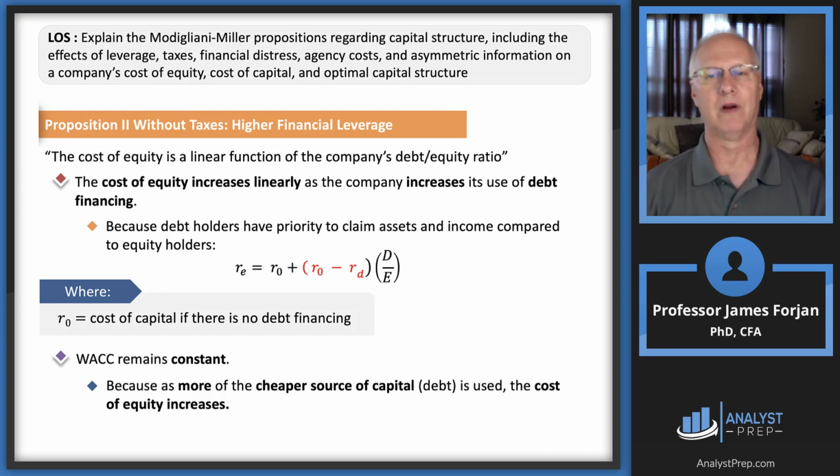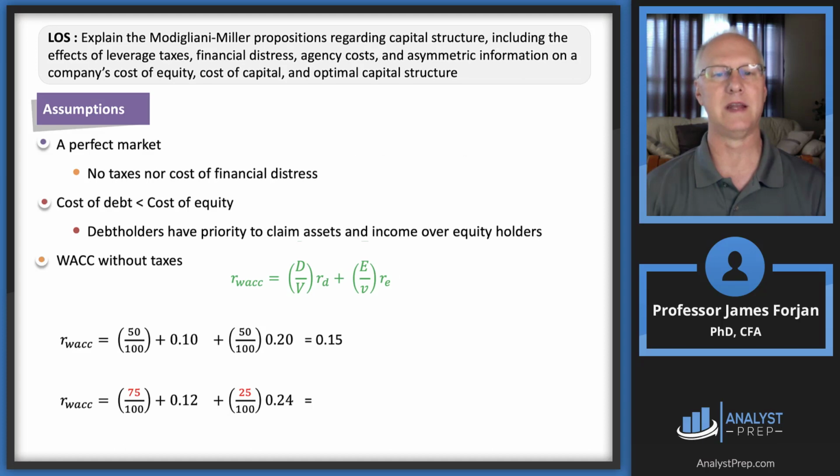However, there are consequences to that in the M&M world. And what we'll see here in just a few minutes is that the weighted average cost of capital remains constant over that debt to equity range. Let me show you what that means here. Are you ready for this? Look in the green equation that I have in the middle. So this is just weighted average cost of capital. Of course, there are no taxes there. And we're assuming that the cost of debt is less than the cost of equity.